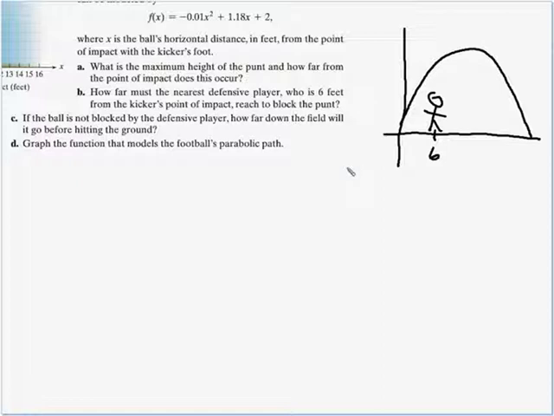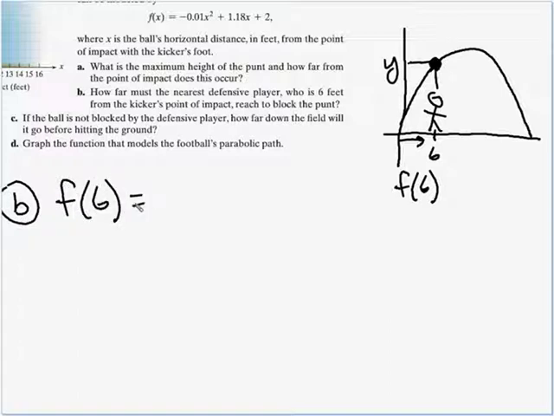How are we going to find that, or what are they asking us to find? Again, pause the video and think about it. Well, they're saying, if this player is 6 feet from the kicker and the punt is going to go over his head, how high would he have to reach up to get a finger on that ball and block the punt? So what they want us to find is just f of 6. And that will give us our height on the y-axis. So for part B, we're just going to find f of 6.